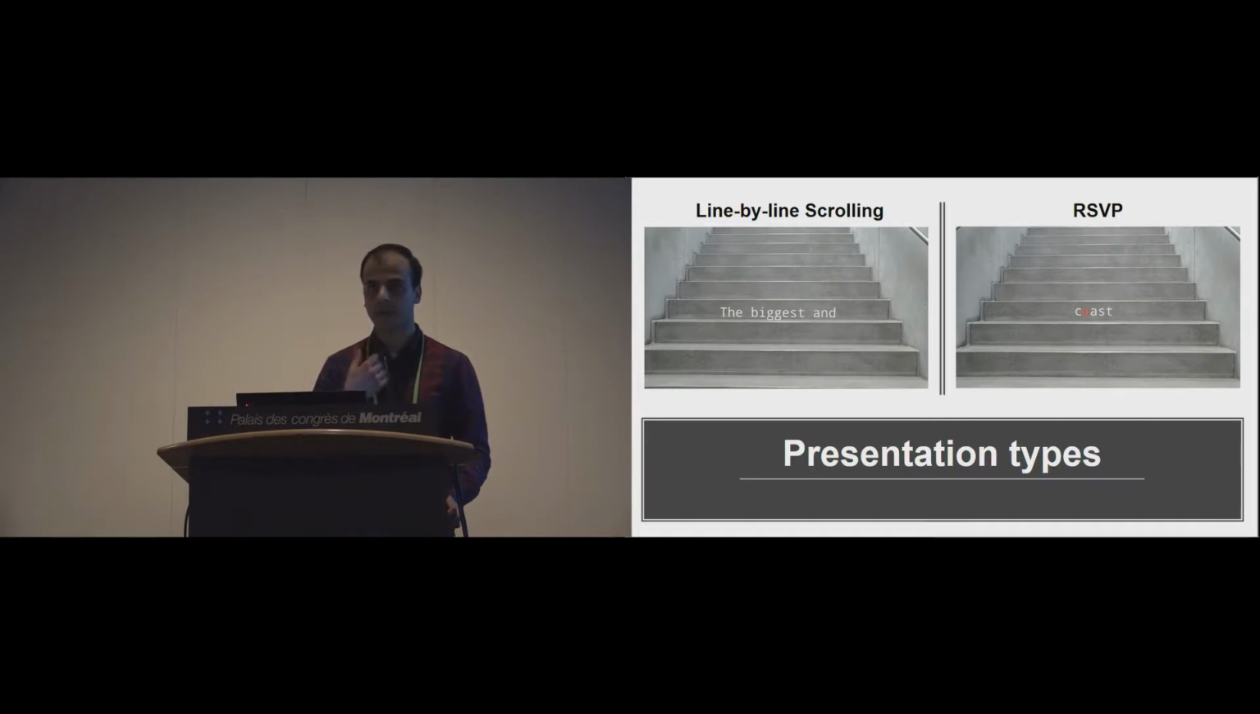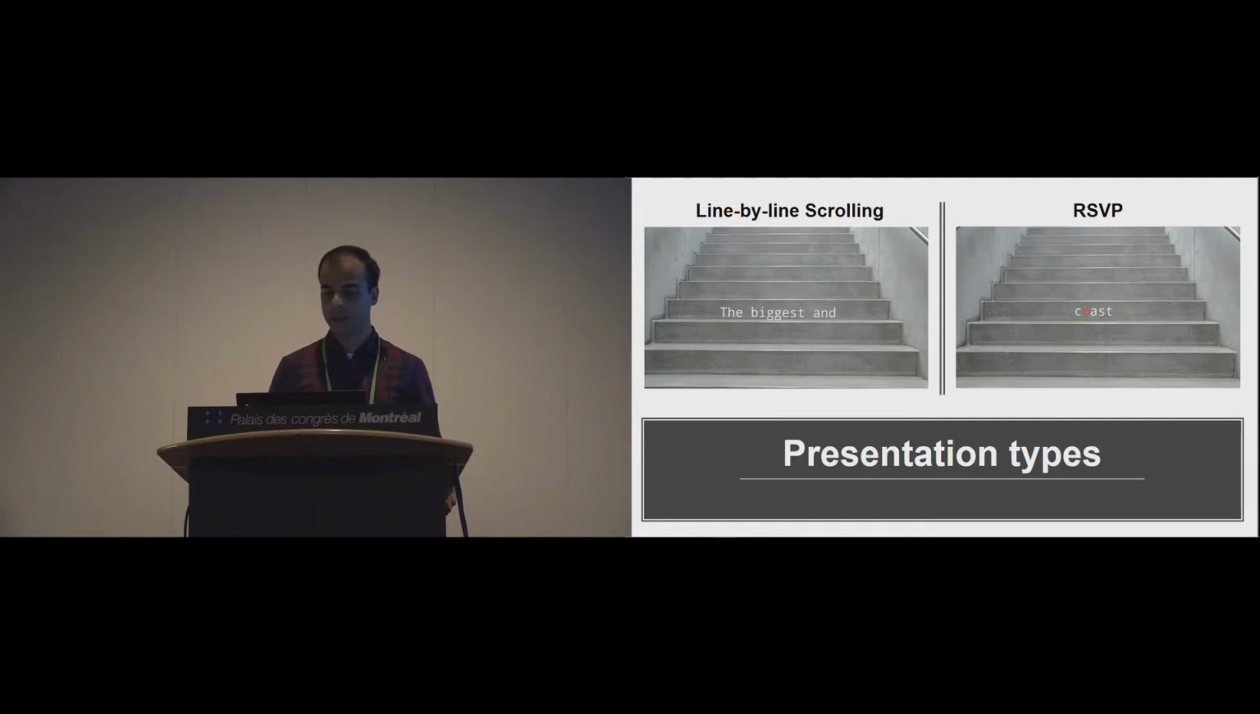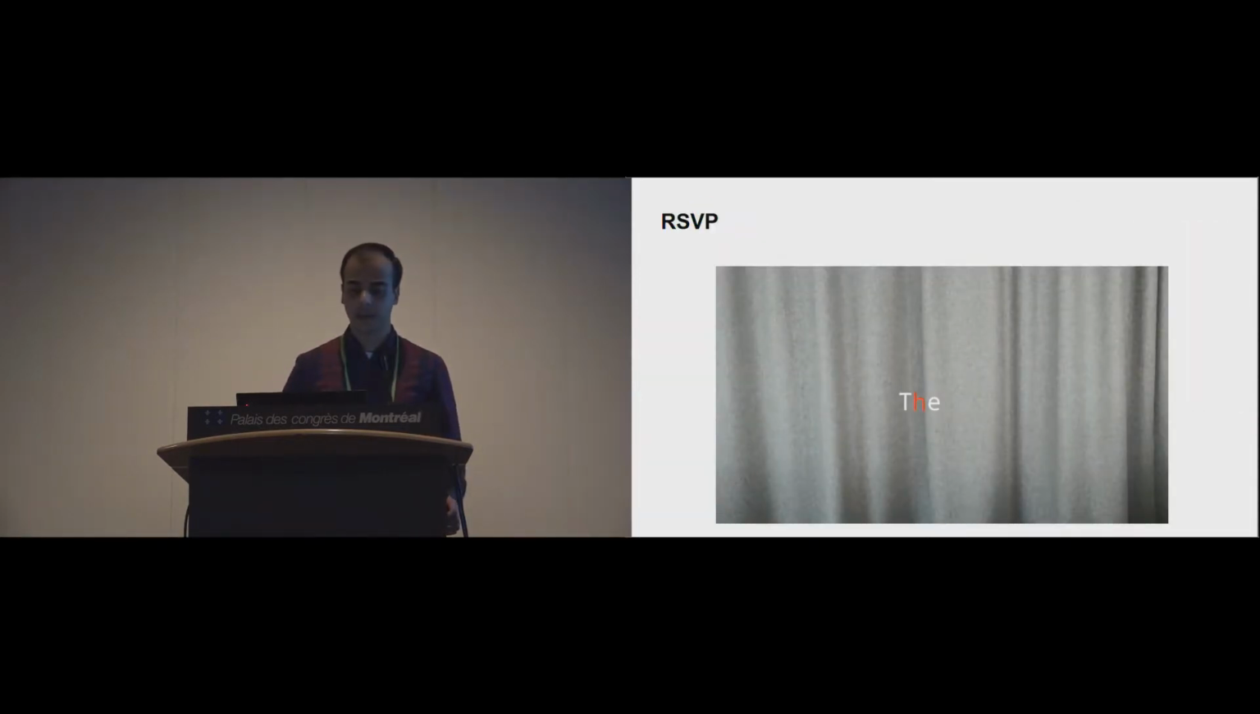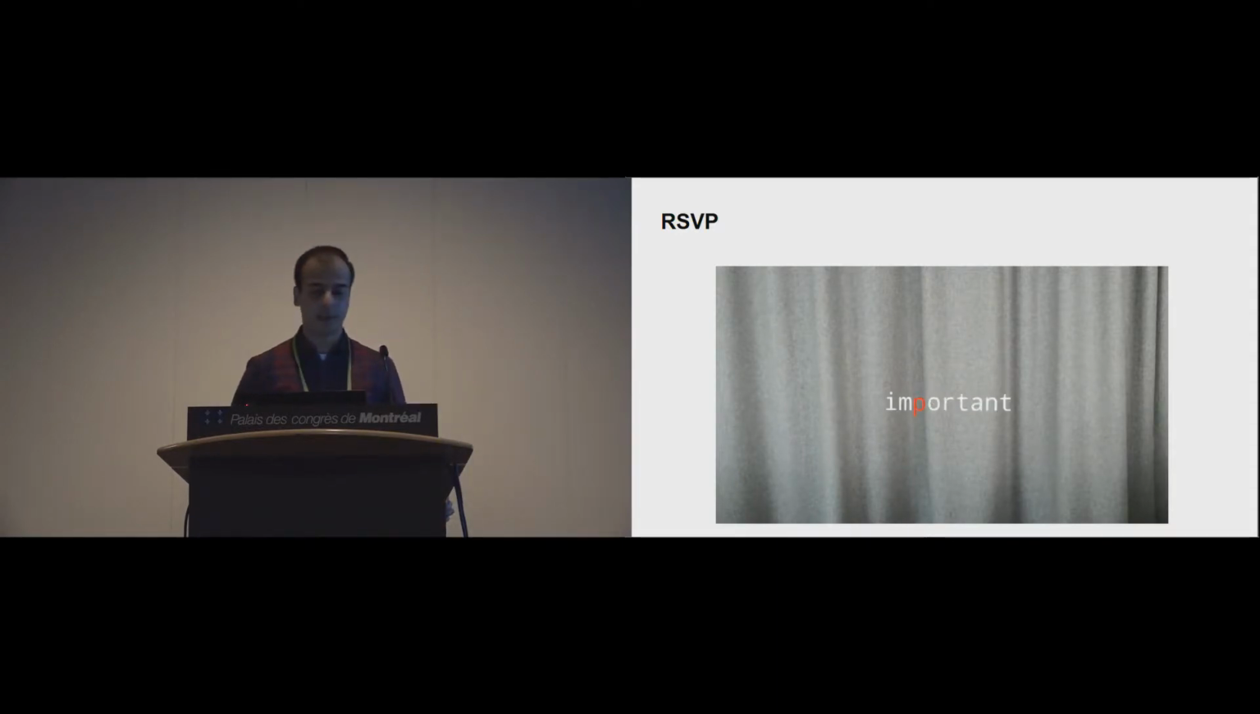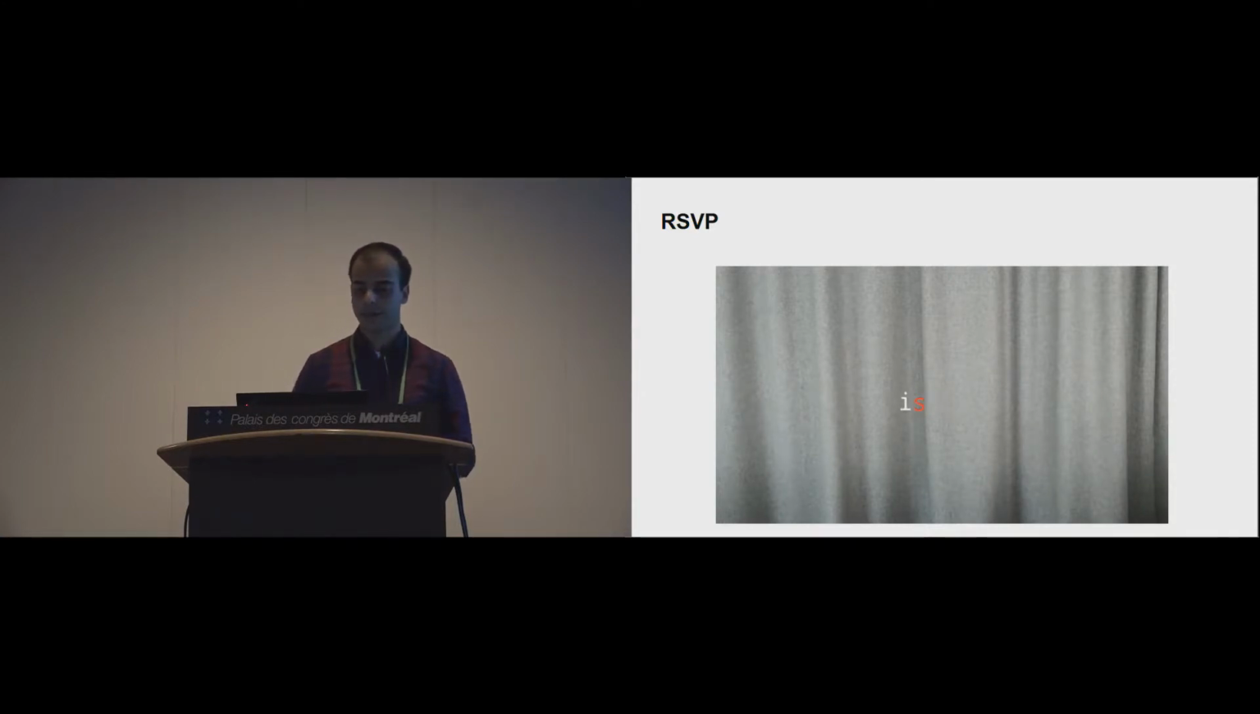The second presentation type was rapid serial visual presentation, RSVP. It's an experimental model in which users focus on visual stimuli sequentially presented in the same place. Reading with RSVP looks like this: the text is shown in sequence in the same place, and in our application, the user could control it with a mouse to pause, resume, and start it, and also to control the speed using the mouse scroll wheel.